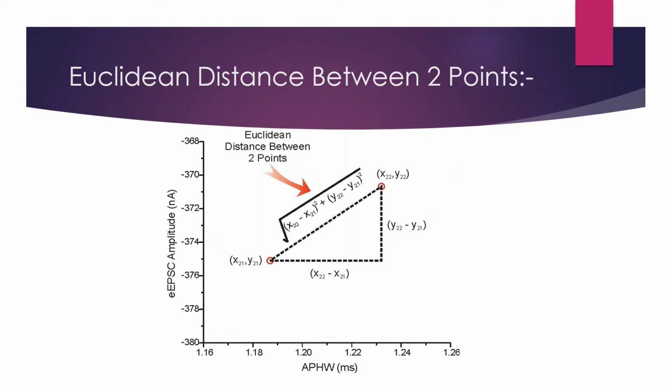In my program there is one formula I have used, that is the Euclidean distance between 2 points. The formula is square root of (x2 minus x1) squared plus (y2 minus y1) squared. First I'll show you the demo of my project.